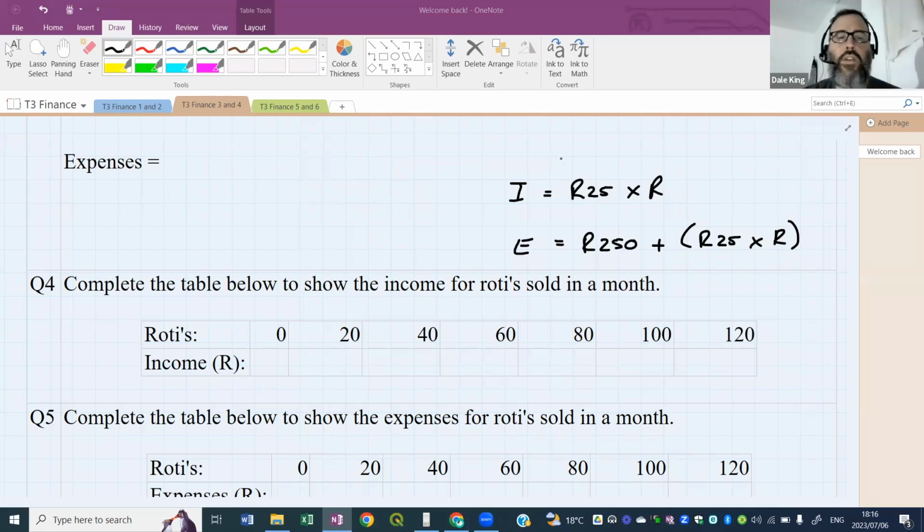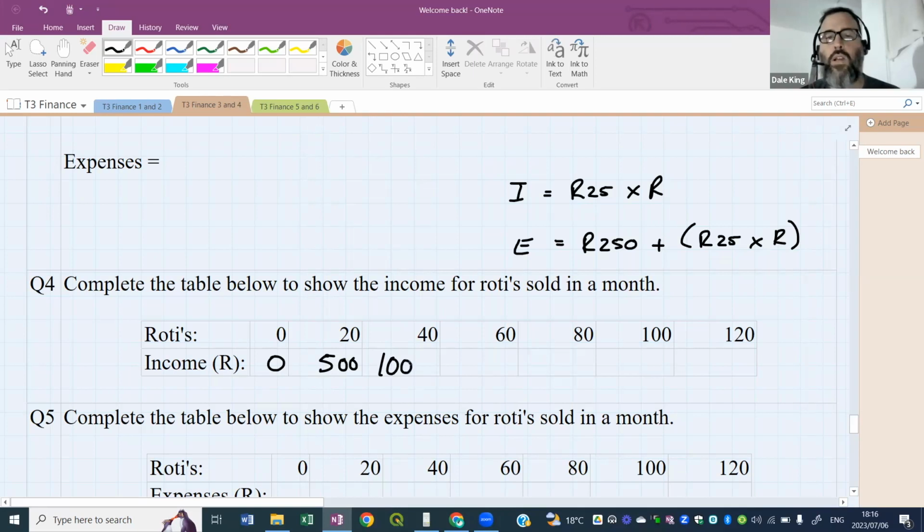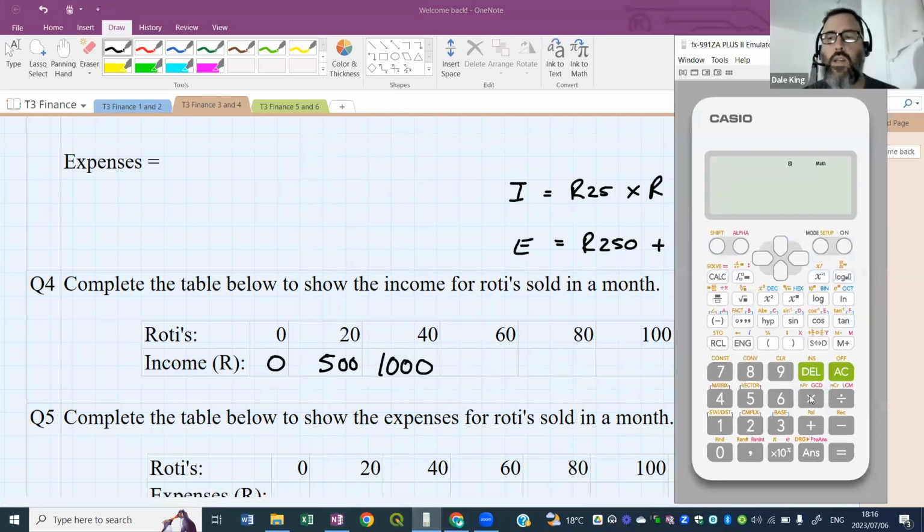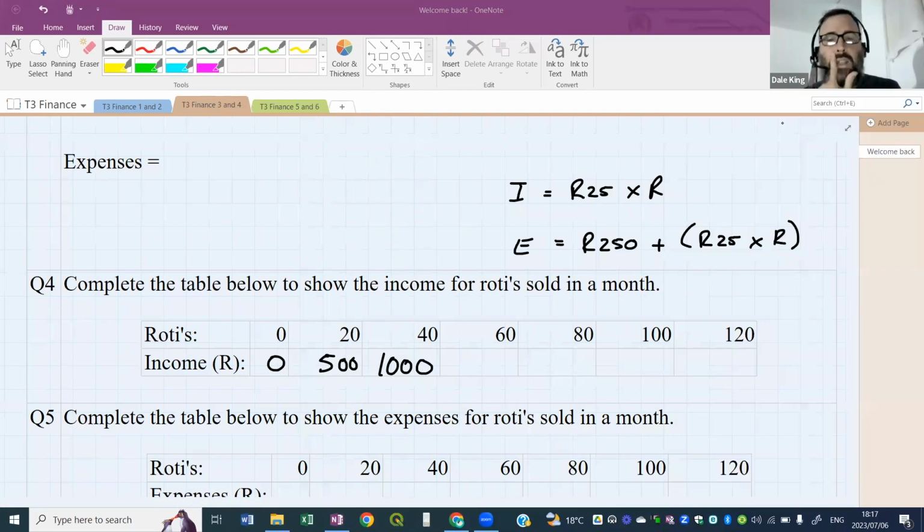When this person makes 0 rotis, what is the income? It's 0. When this person makes 20, what is the income? 500. Thank you. For 40? 1,000 rand. Now, while I'm doing this, everyone else should be doing this to check. You should have your calculator there. And what Katlecha is doing, I'll tell you, is there needs to be an equation on your calculator: 25 times. We've just done the 40, so the next one is 60. And you're going to press equals. Then you're going to change it to 80, press equals, etc. Okay. Thank you, Katlecha. Oh, we need the 60.